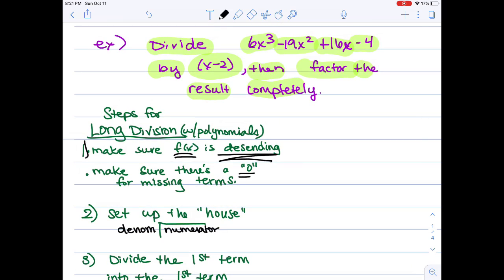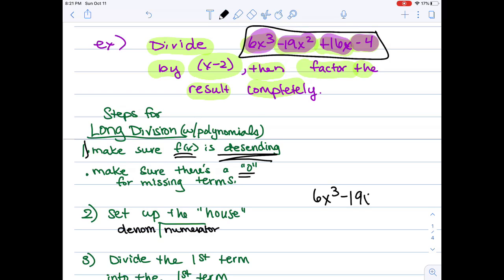So for us, when we're looking at this, number 1, we're making sure it's in descending order, which we see: 6x cubed is the biggest term, and then 19x squared is the next, 16x, minus 4. So that is in descending order, so we're going to write it right here. 6x cubed minus 19x squared plus 16x minus 4. And there's no missing terms. And now we're going to set up the house. So we've got our house here, and we're dividing by this x minus 2 factor.